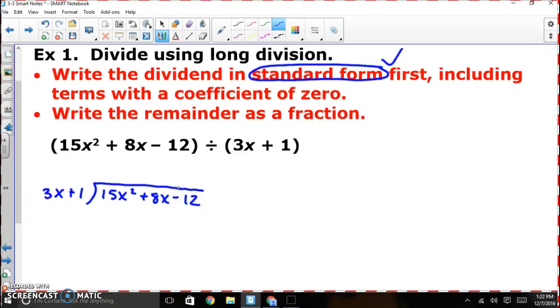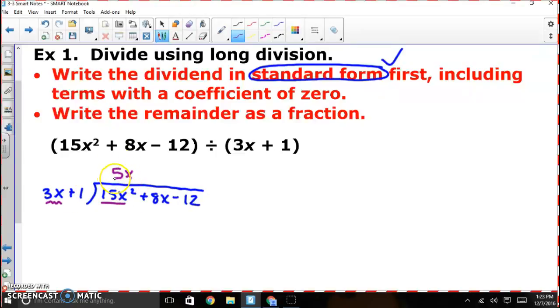From here, our main focus is with this 3x and our first term of 15x squared. So we're asking ourselves, 15x squared divided by 3x will leave us with what? Well, that is going to be 5x. 15 divided by 3 leaves us with 5. x squared divided by x leaves us with x.